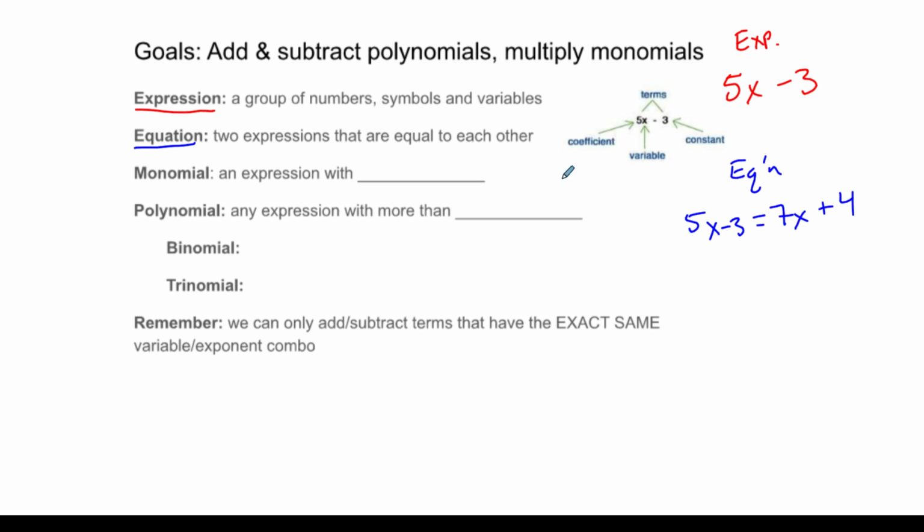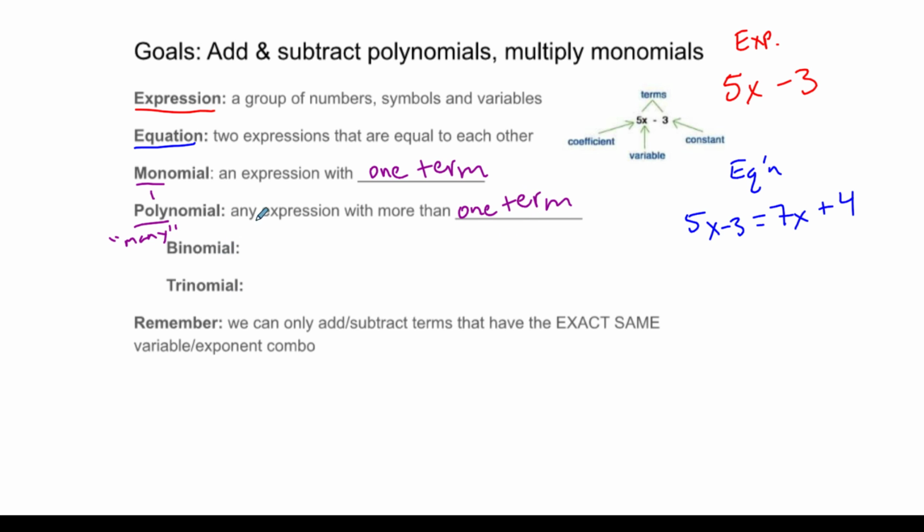Okay? Mathematicians like to get a little bit fancy with their language. So we're going to call any expression with one term a monomial. And that comes from mono, which means one. And I guess the suffix at the end means term, something like that. So if monomial is one term, then polynomial, or poly, which means many, is an expression with more than one term.